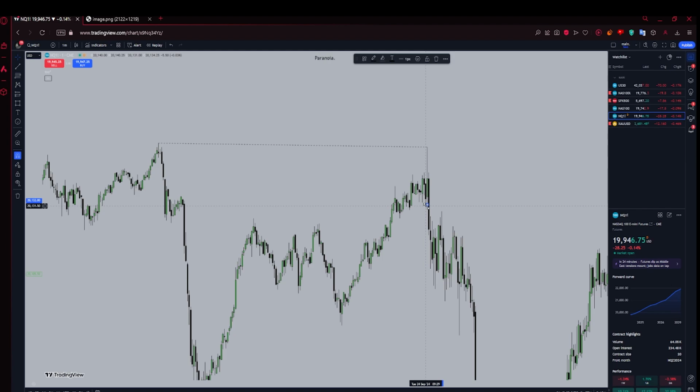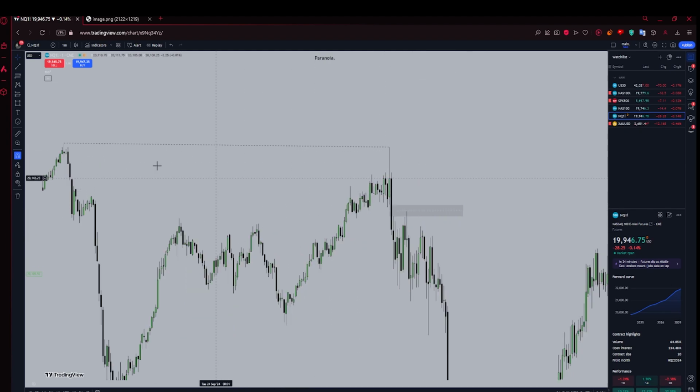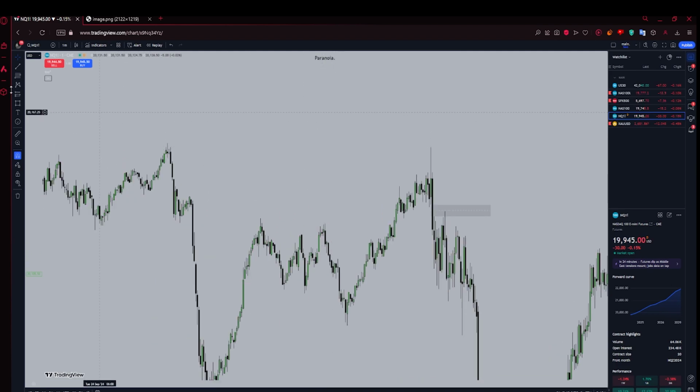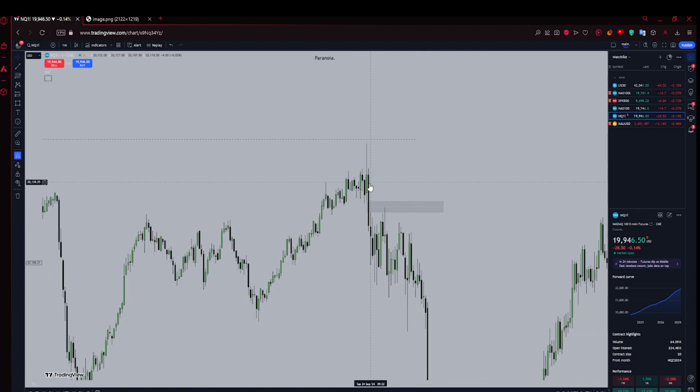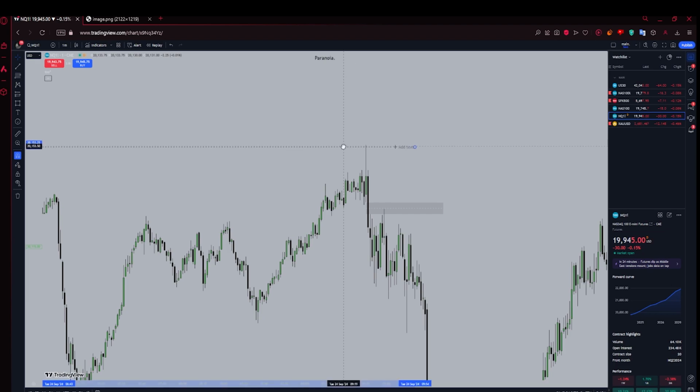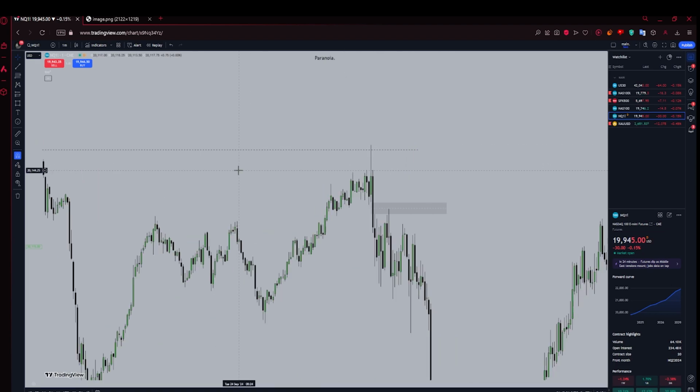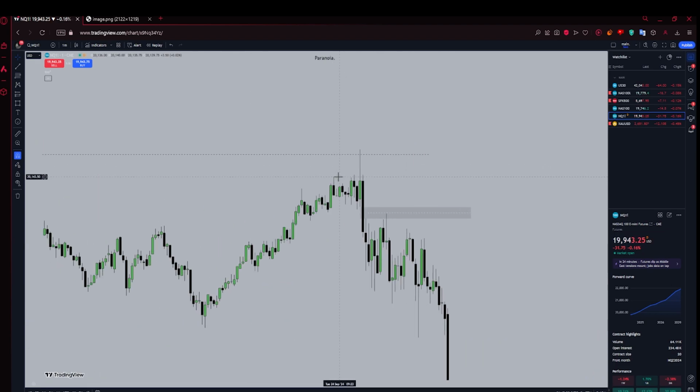What do we look for? We look for entries now. Why do we look for entries? All right, let's just forget about SMT. Let's think this was not here. Let's say that, in theory, NQ swept this. Imagine this high swept. What happens at 9:30? 9:30 opens, wicks above, and it sweeps the high. Just as an example, it didn't actually sweep it, but I'm trying to show you an example.